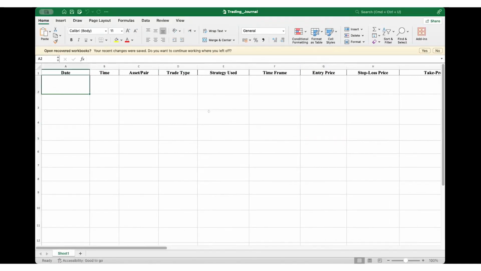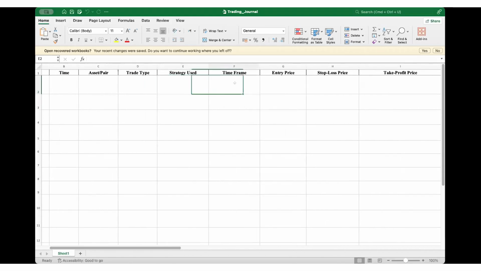Just consider I want to start a trade, a position today. I will mention the date, the time that I want to open the trade, and the asset or pair. For example, I want to trade gold, so I will mention XAUUSD. Then the trade type, sell or buy position. For example, I found a buy position. Then the strategy used, which we told you about. You can write it here, for example, Bollinger Band or RSI, whatever. And the time frame, for example, I found the trade on 4 hours.